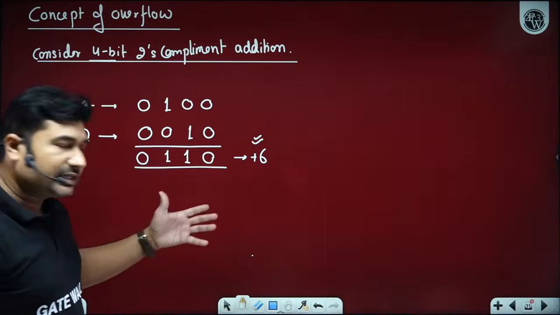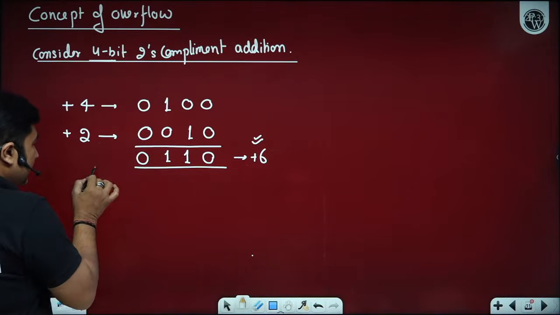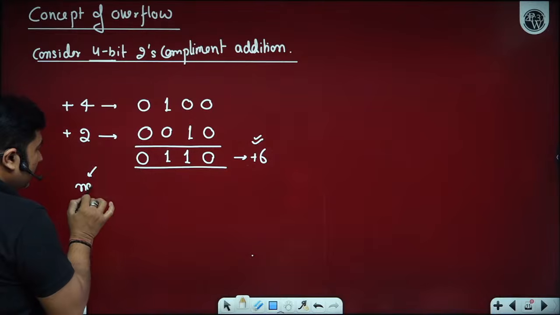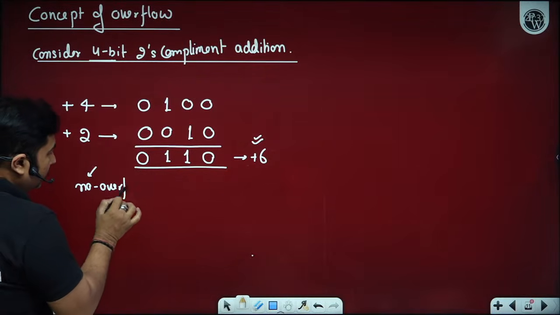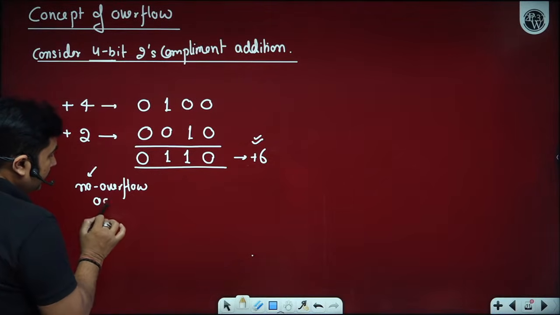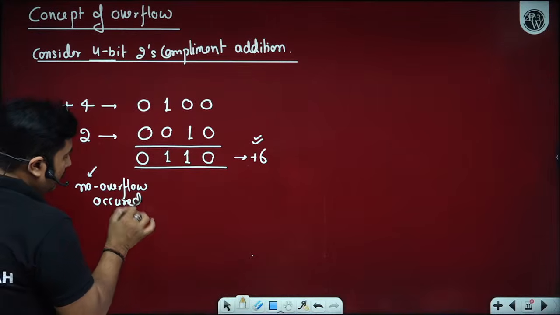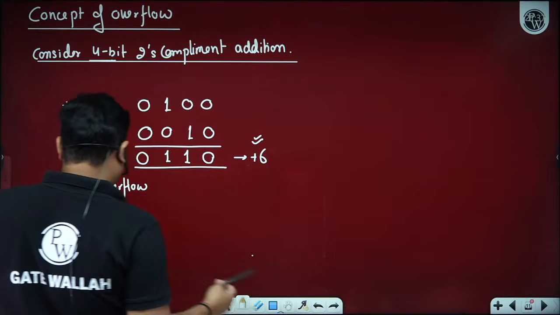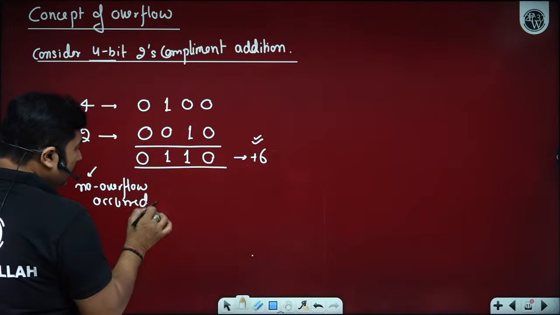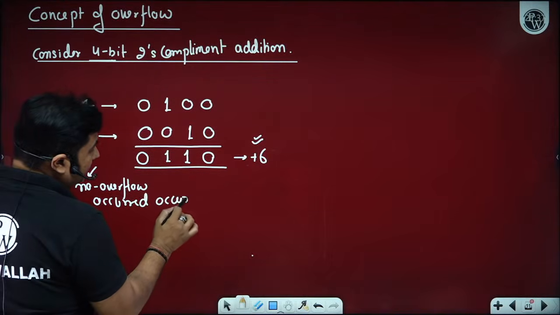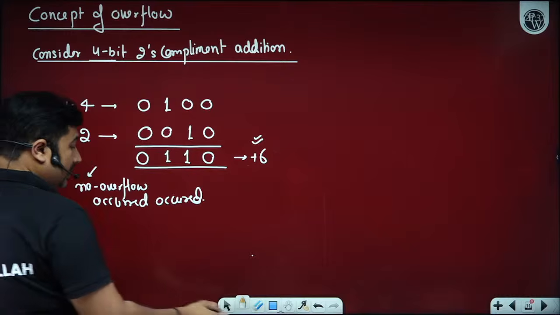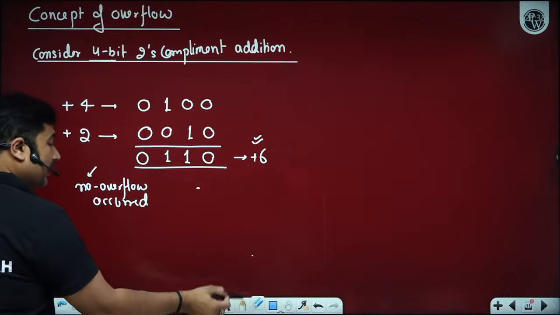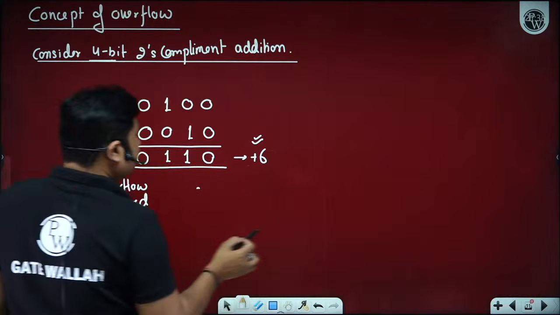So this result is correct. Yes, sir. Here no overflow occurred. Why are you saying that no overflow occurred, Betaji? No overflow occurred because, sir, there is no extra digit required to represent our answer.